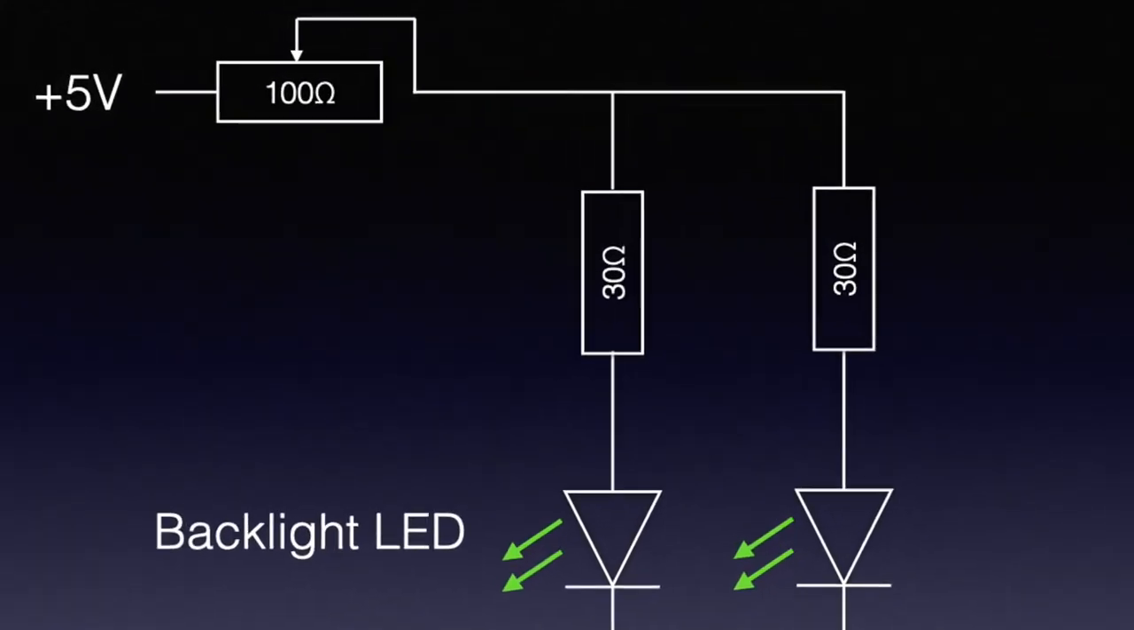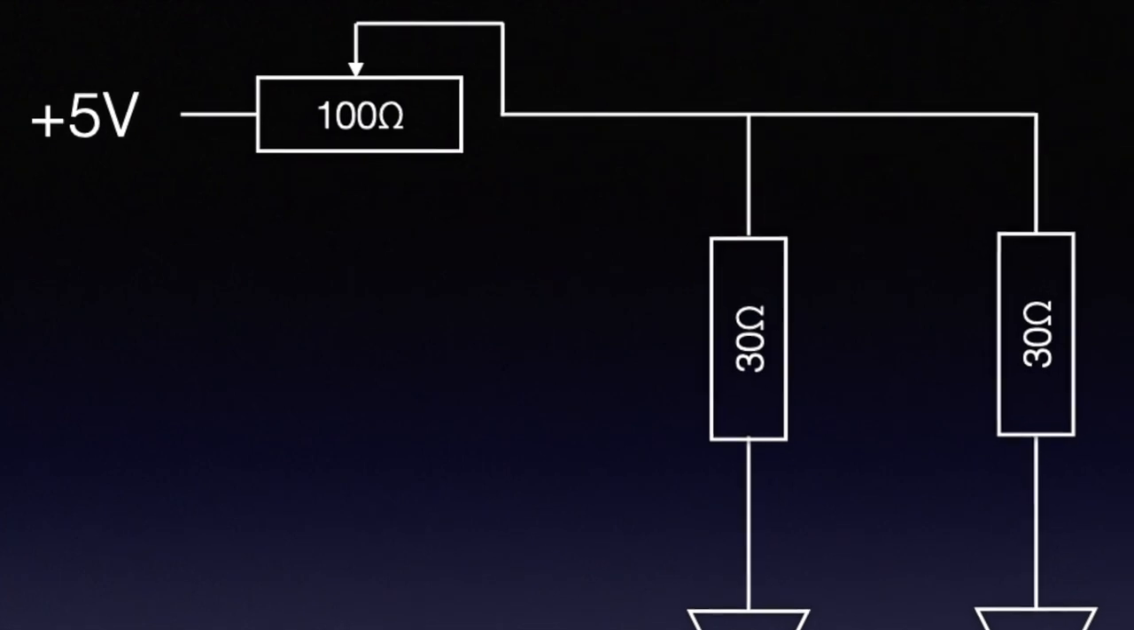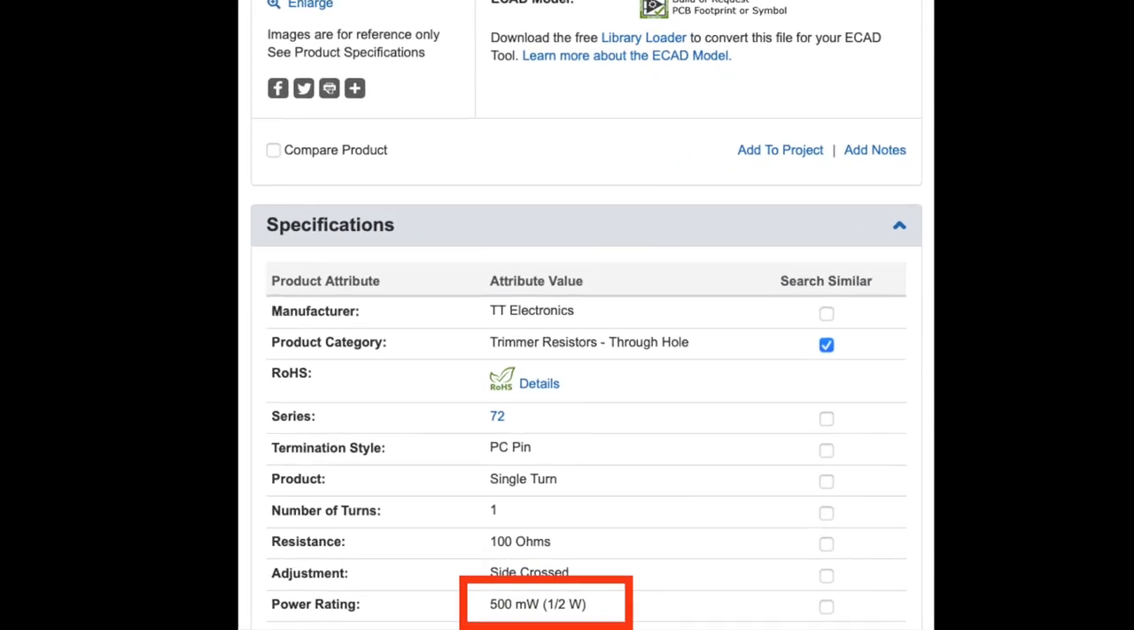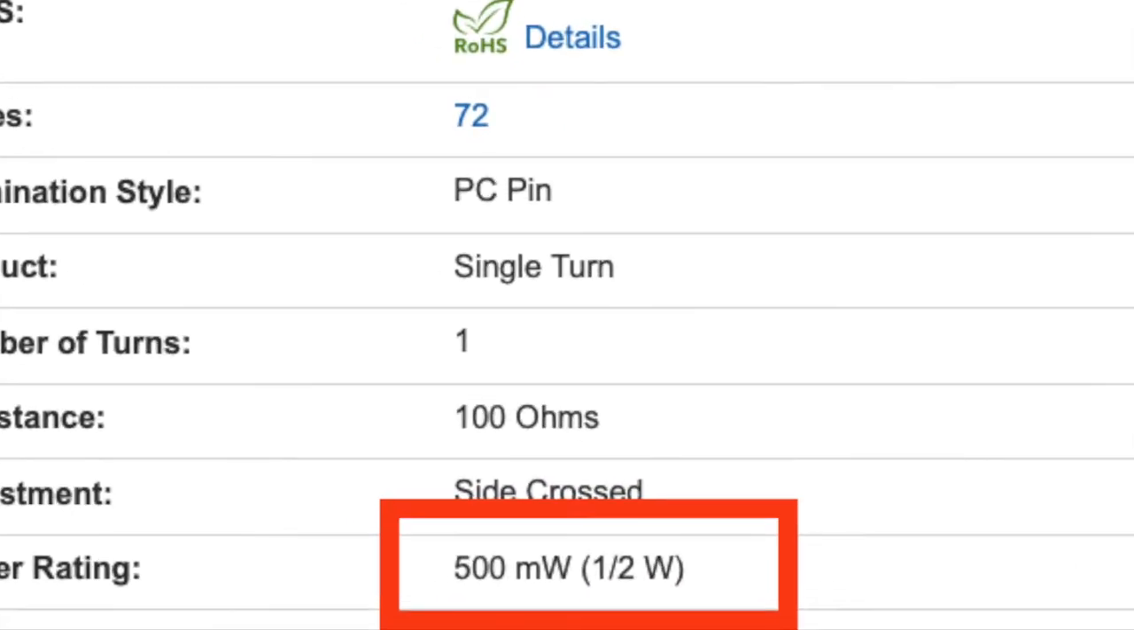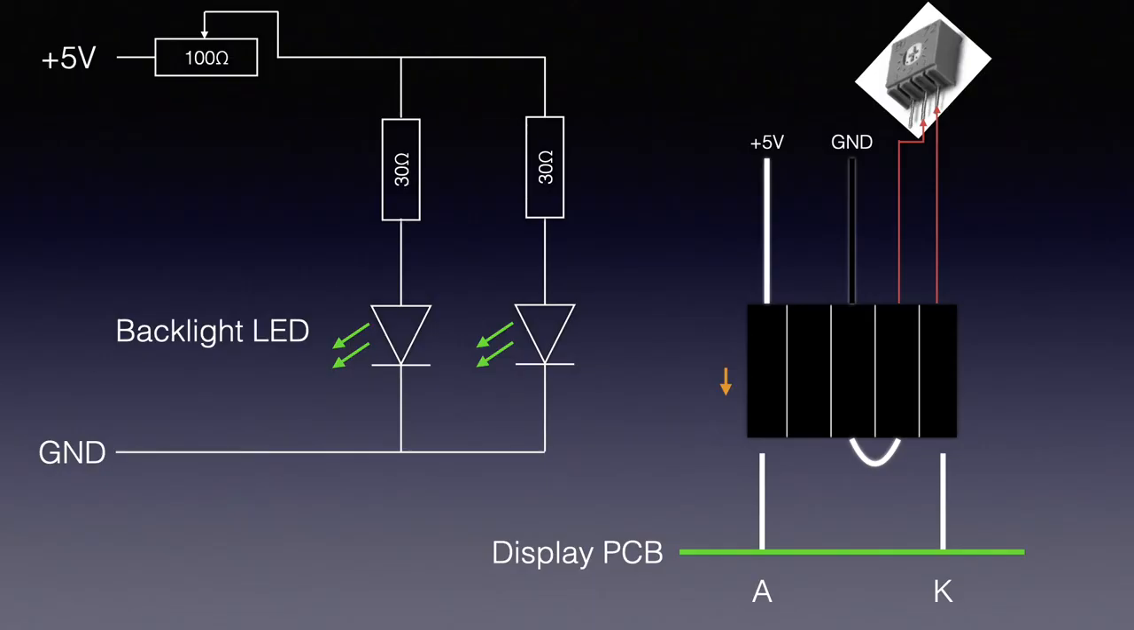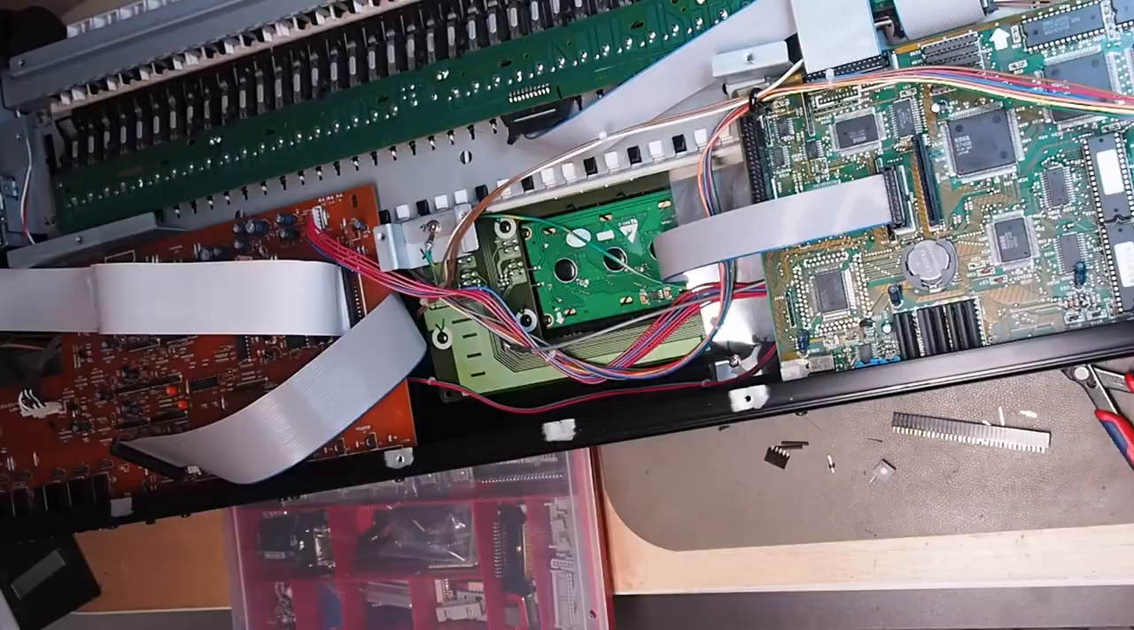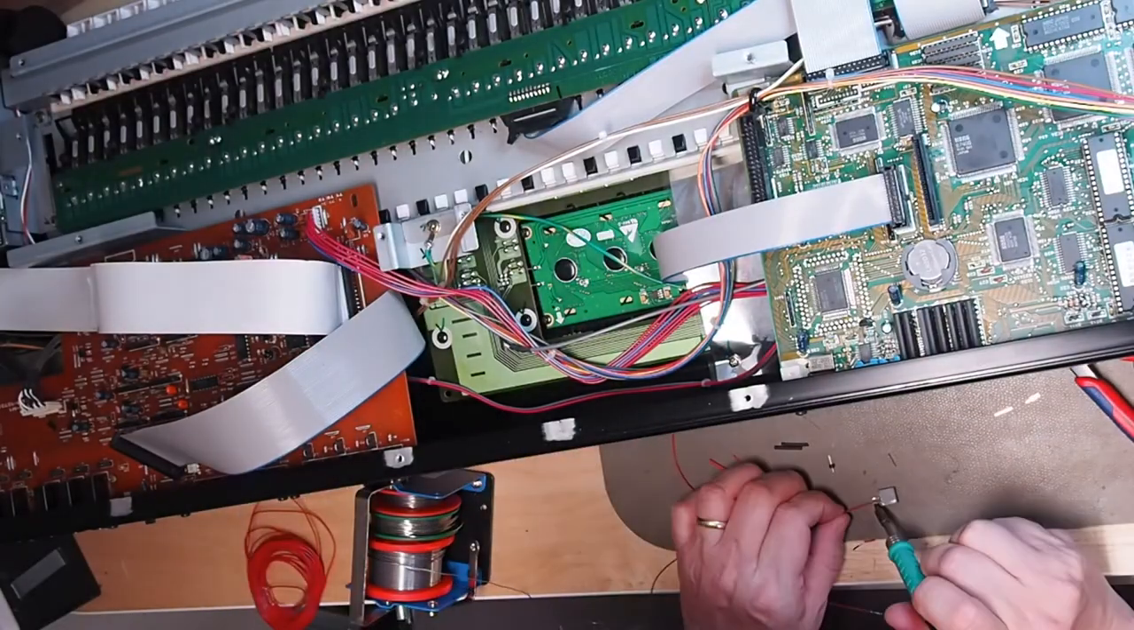a potentiometer so I can adjust the current and therefore the brightness. The potentiometer I'm using can dissipate up to half a watt, and in this circuit that should be more than enough. I'm going to make a small connector to which I'm going to solder the potentiometer so I don't need to do too many clutches. Here we go.